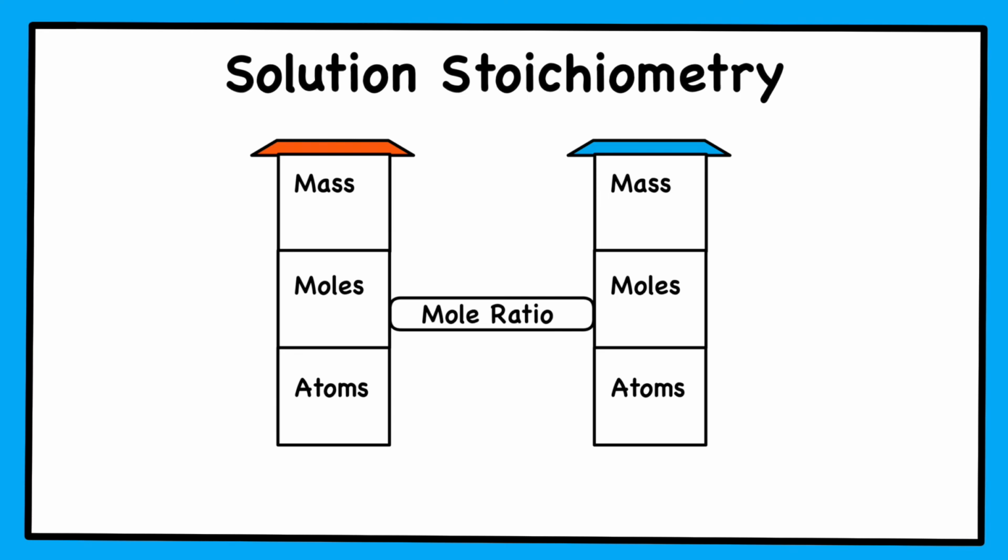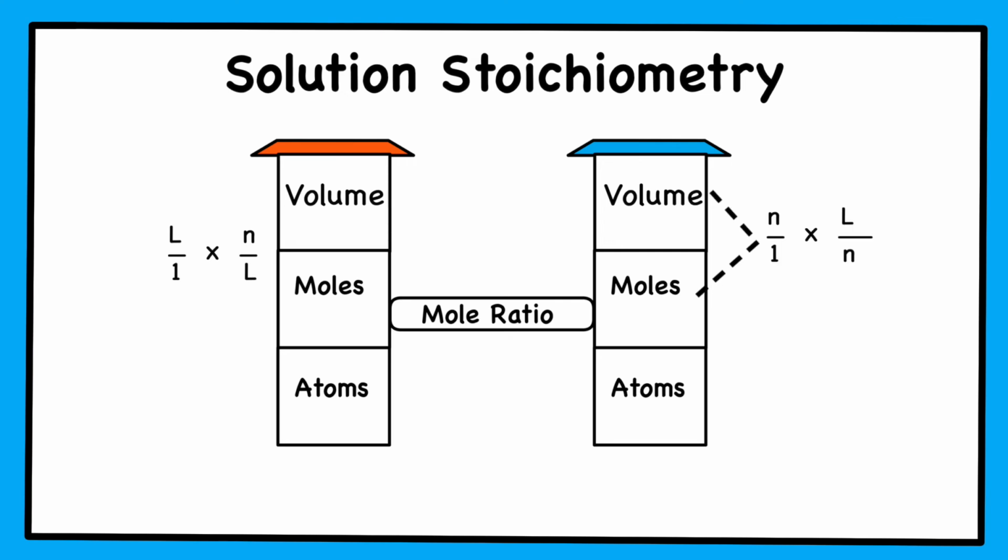With the solutions, we simply take the top floor of the stoichiometry building, which is our mass floor, and change it to volumes. Now if we're going to go from volume in liters to moles, all I have to do is multiply my liters of solution by the molarity of the solution, or moles over liter. If I'm going from the moles floor and we want to find the volume that many moles occupies in a solution, all we have to do is invert our molarity, which gives us liters over moles.